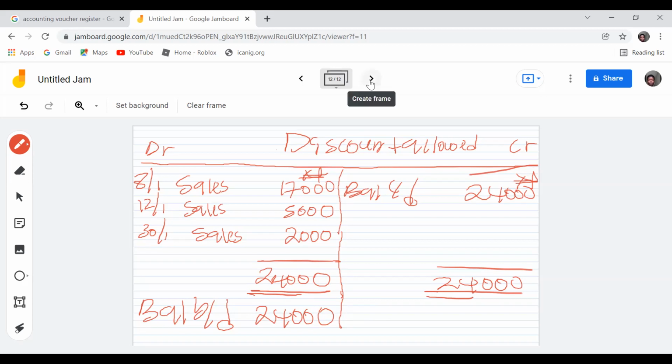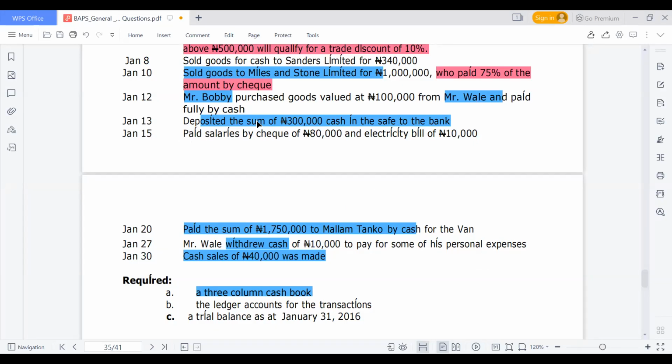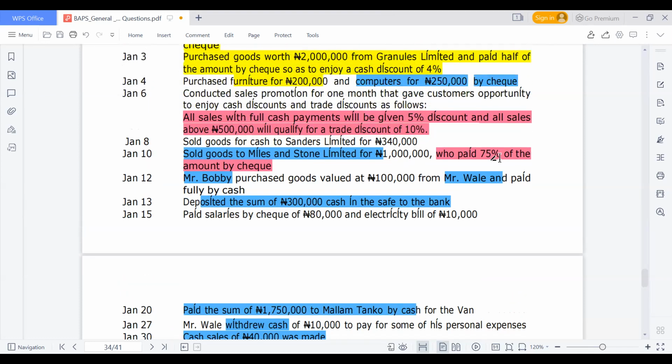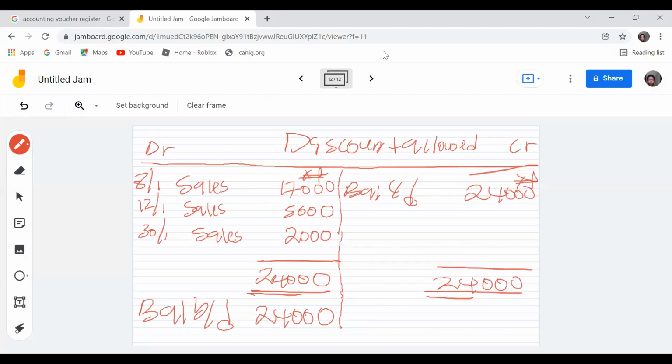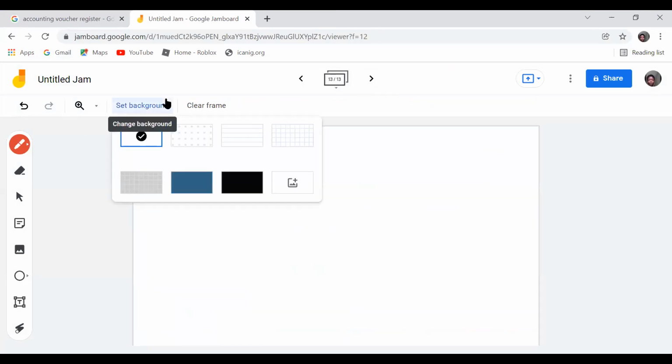Okay, so there's that. Then let's look at another one. Bobby, we have recorded, deposited the sum of, okay, there's no need. We need to open this guy's account, Miles and Stone, because he only paid 75, so he has not paid everything. We need to open his account because he's still owing us.